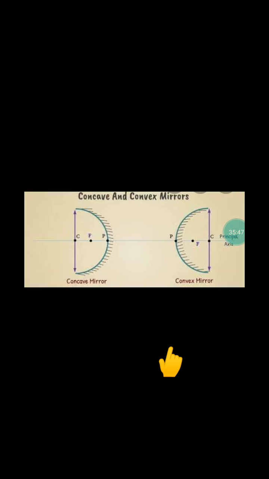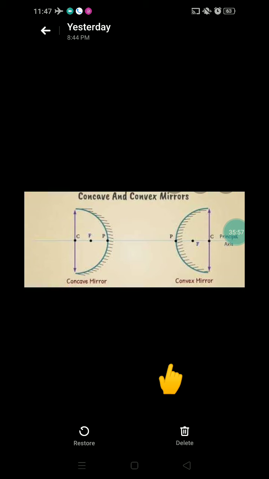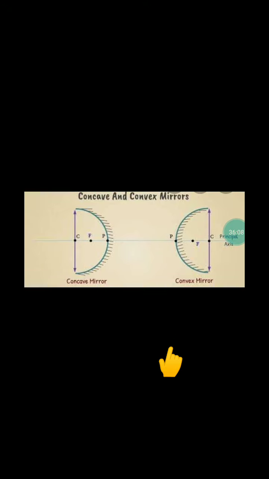And when you are drawing this figure, you have to mark PF and CF the same. That means if PF is 5 centimeter, CF is also 5 centimeter. If PF is 10 centimeter, CF is also 10 centimeter, because we have the relation R is equal to 2f. It is the same in concave and convex mirrors. So next, write the next question. Write the relation between radius of curvature and focal length. The answer is R is equal to 2f.